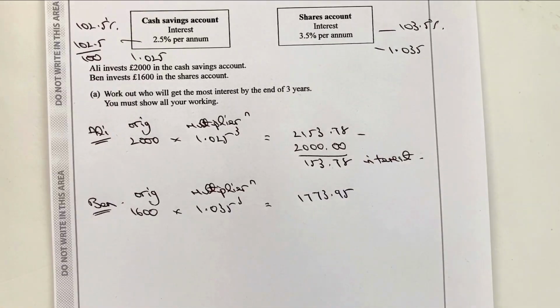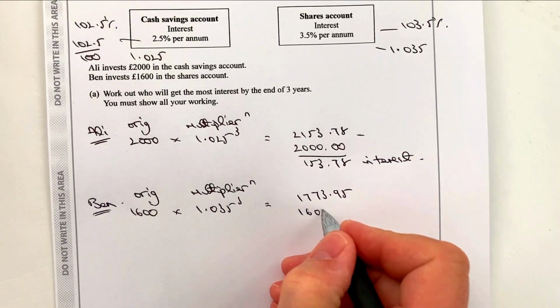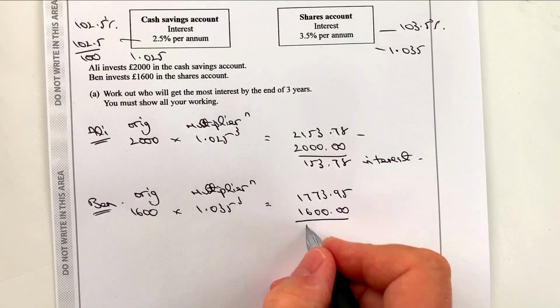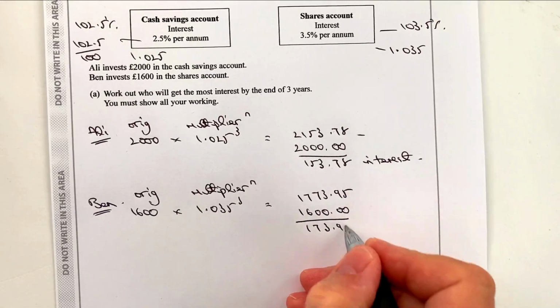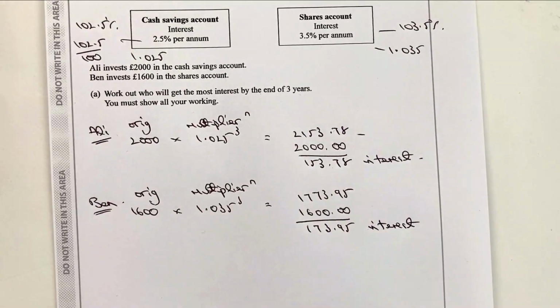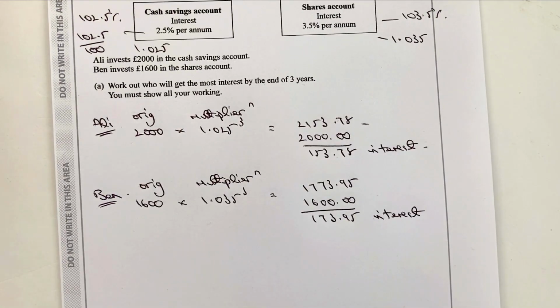1773.95. Now again, we're only really interested in the interest that Ben is going to get versus the interest that Ali gets. So remember that Ben actually only put £1,600 in. So the interest that Ben made was £173.95. So actually, he made more interest on this particular investment. Despite him putting less money in, he made more interest.